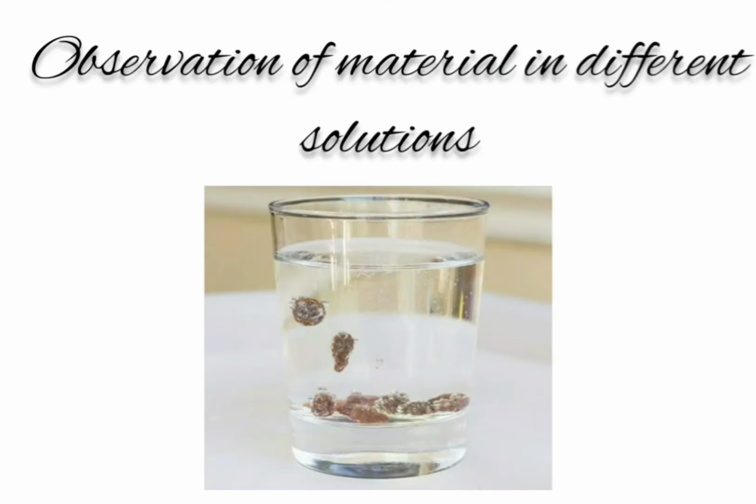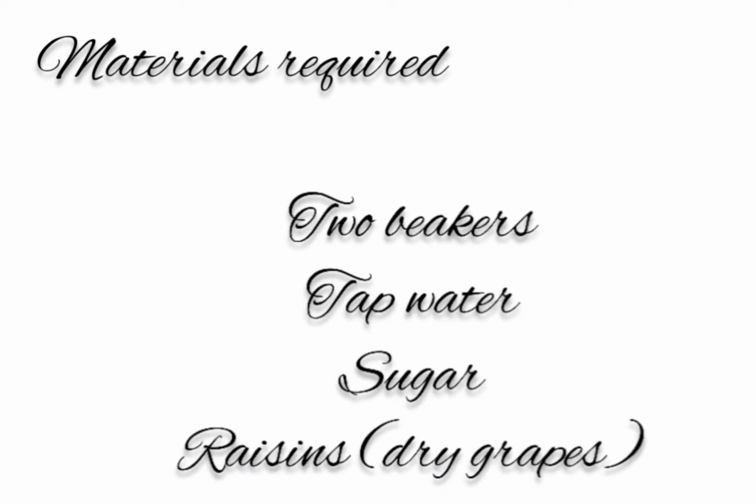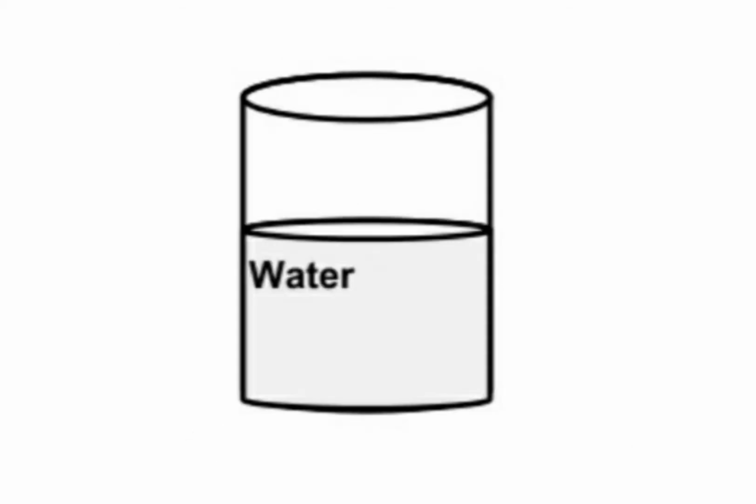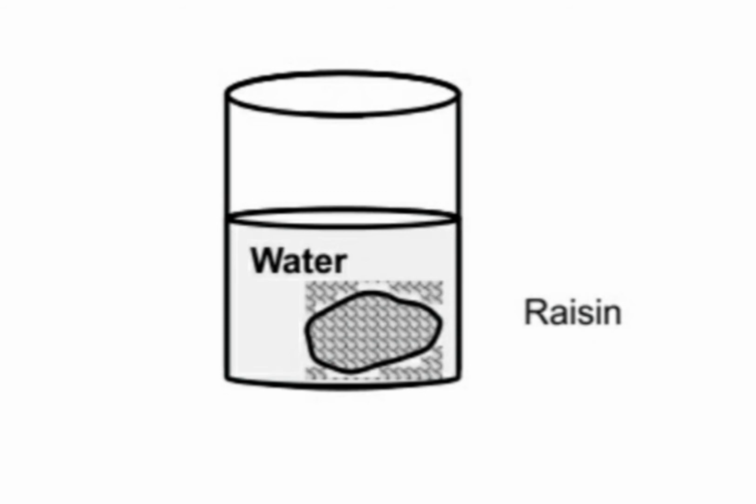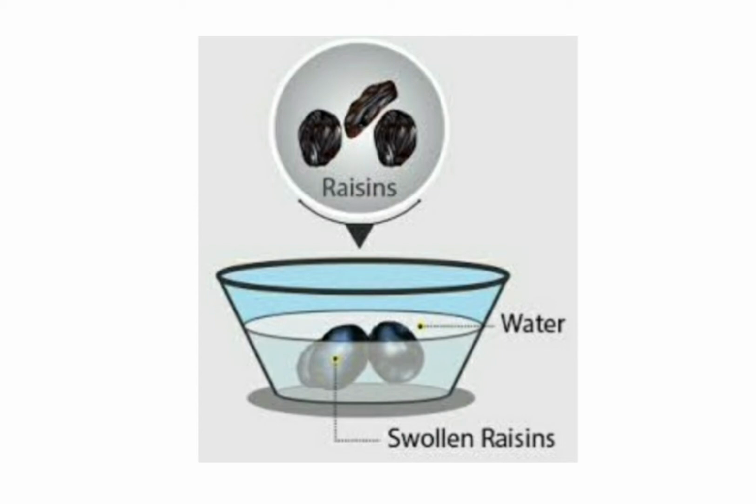Let us do an activity of observation of material in different solutions. For this we require 2 beakers, tap water, sugar and dry grapes. For the procedure, we will take 100 ml of water in a beaker and we will keep a dry raisin or a dry grape in it. Leave it aside for 1 hour and then observe what has happened. Take it out and compare it with a normal dry raisin. What do you see? Is there any change in the size of the raisin? Yes, after getting soaked in water, it will definitely become swollen.